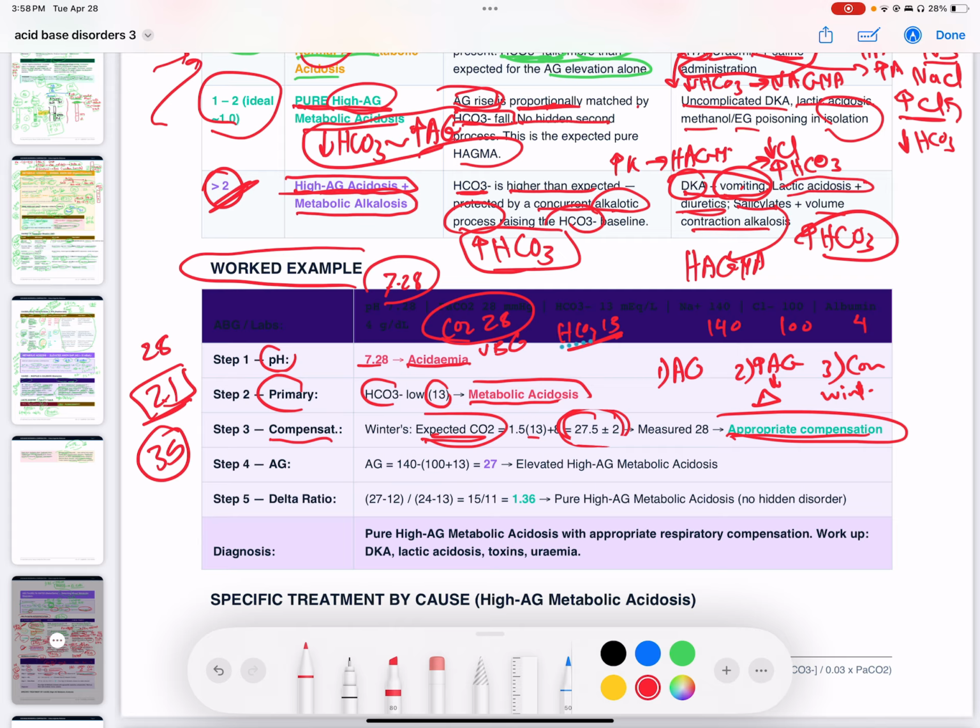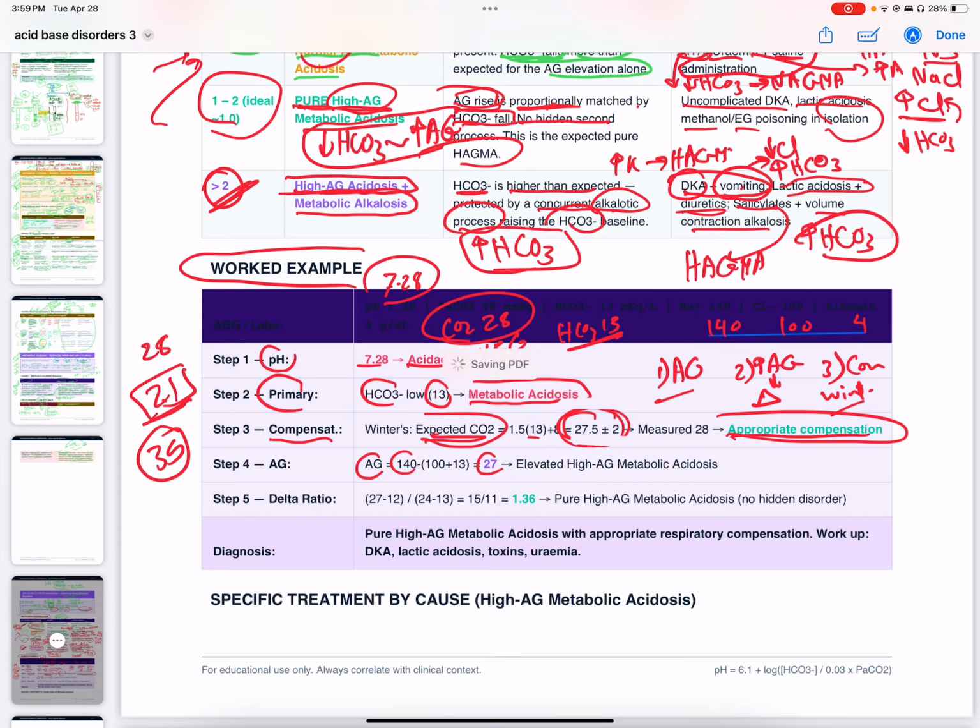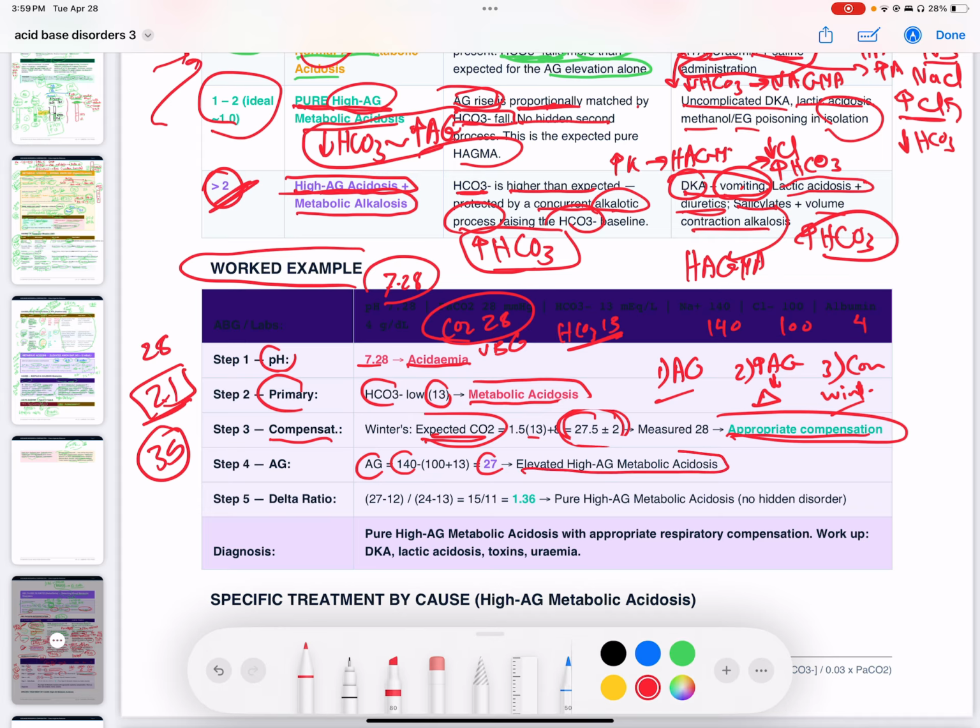Okay, so we calculated the compensation. Now it's time to calculate the anion gap. The anion gap equals sodium minus bicarb and chloride combined, so 140 minus 113, that's 27. The normal range is 8 to 12. So you have 27, that's elevated, high anion gap metabolic acidosis. So we calculated the anion gap, we find it elevated.